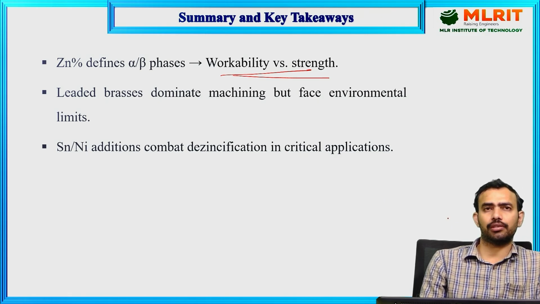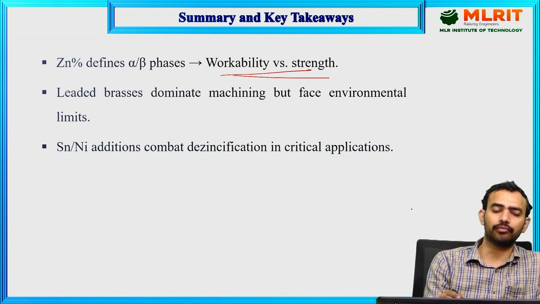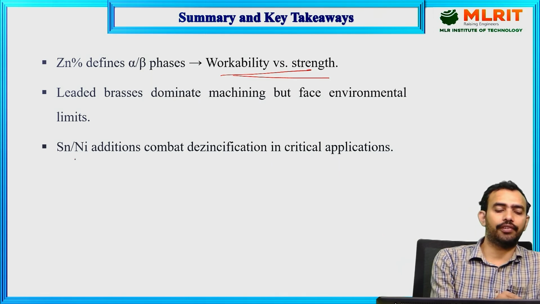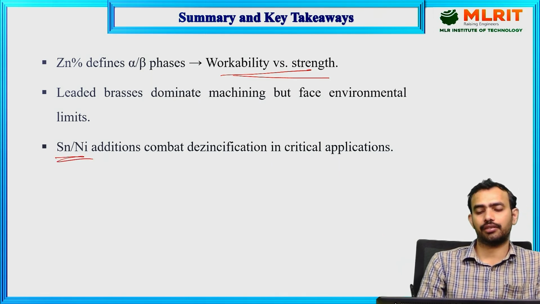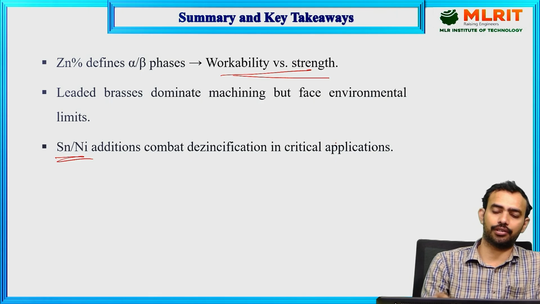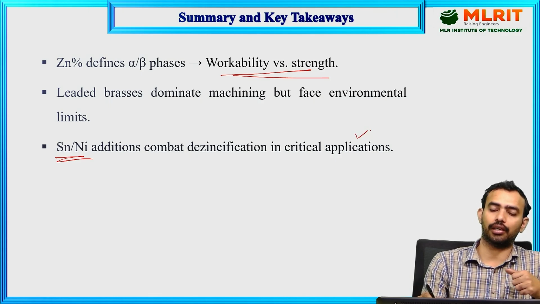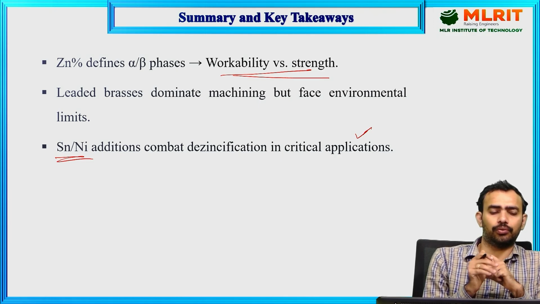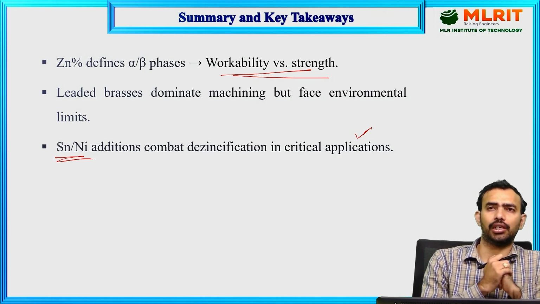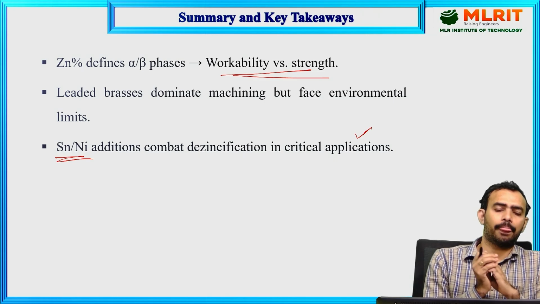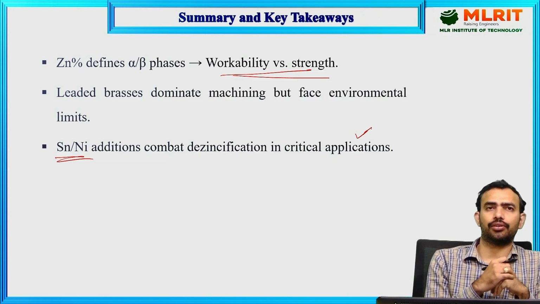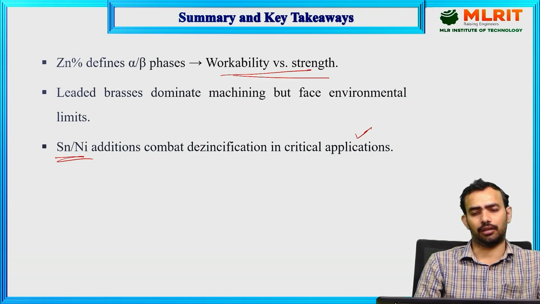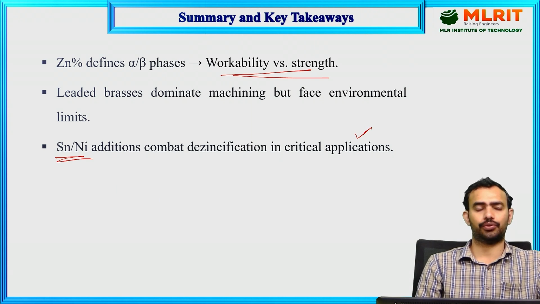Then leaded brasses are dominant in machining, but they face environmental issues. Then we have additions like tin and nickel, which combat dezincification in critical applications like chemical and chloride applications, acidic environments. This zinc leaching problem is there. So that can be eliminated by the addition of tin and nickel elements, which we have discussed.